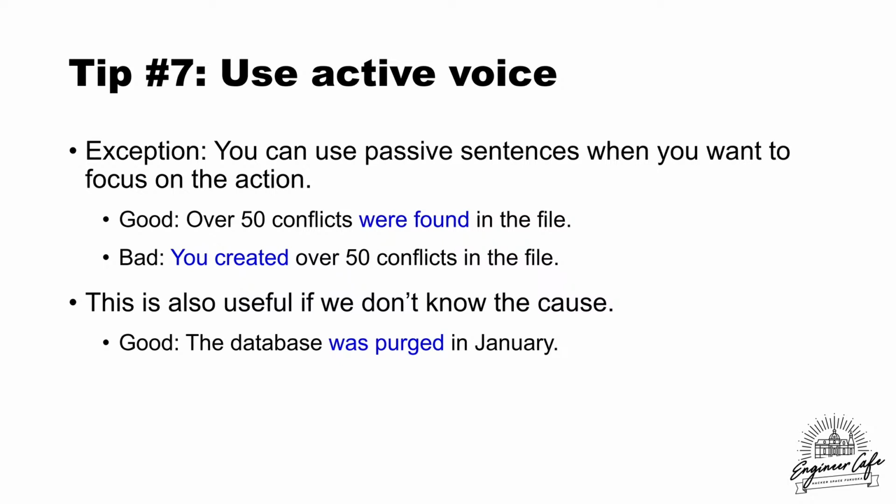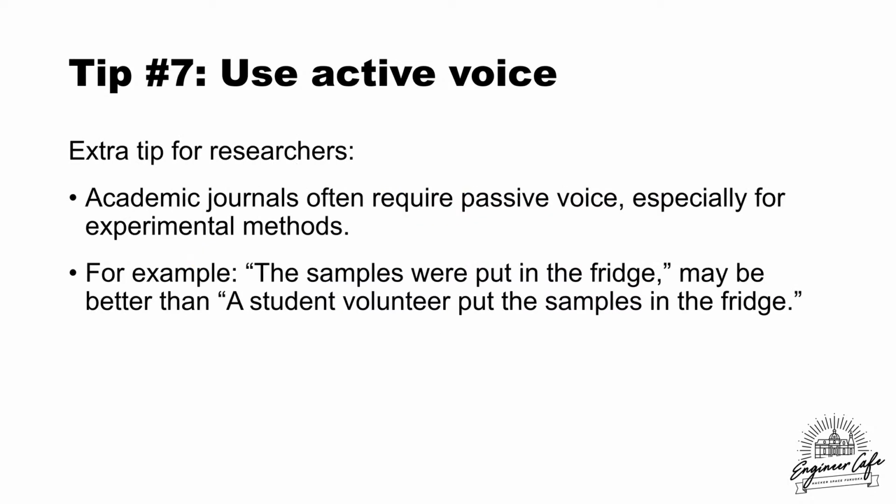The other time that we would definitely want to use passive voice is if we don't know the cause of something. If we say "the database was purged in January," and it's unclear what the cause was, then that's probably the best way of stating that. Now I'll mention a little bit the scientific situation with passive voice. If you're a researcher, academic journals often say you have to use the passive voice. This is usually a rule for the methods section or for experimental methods.